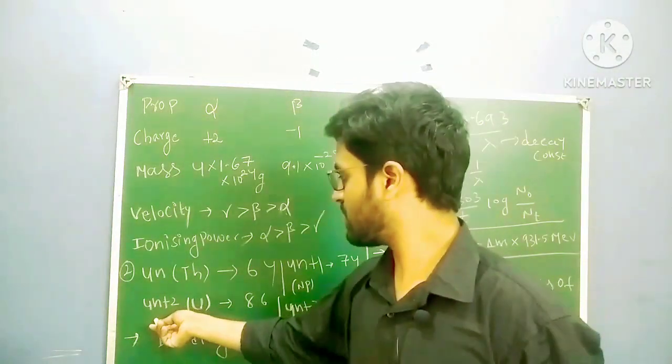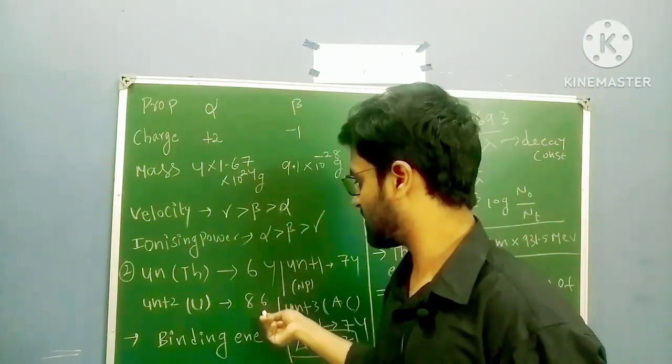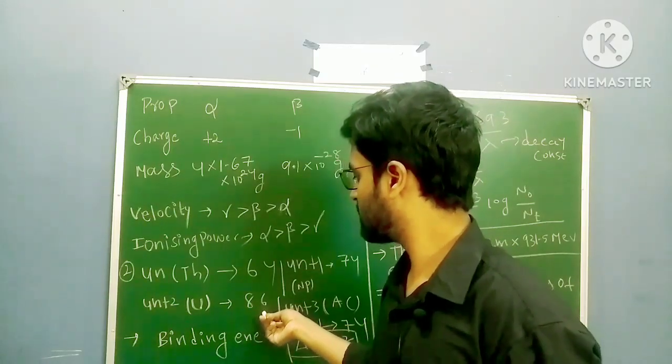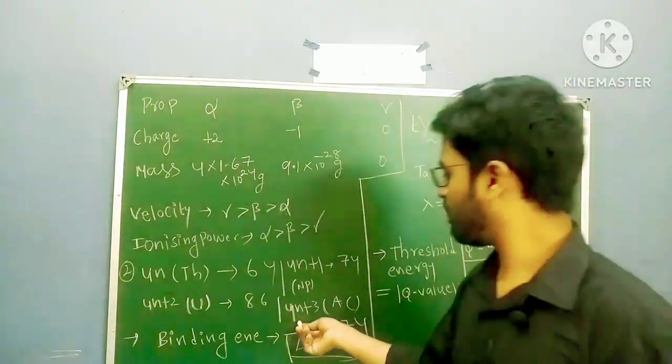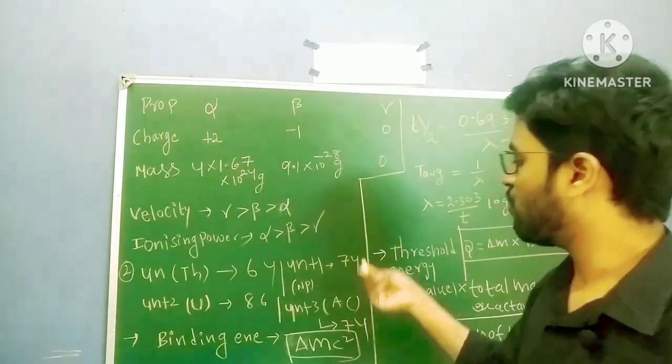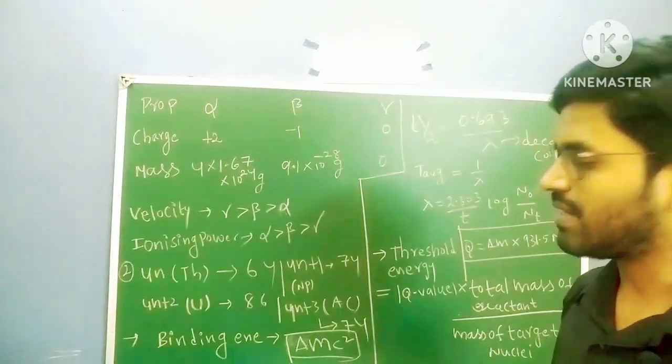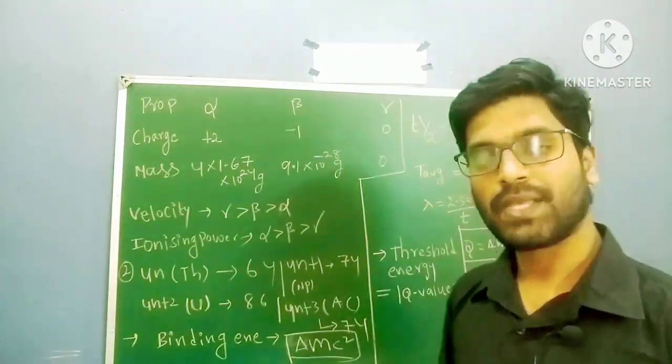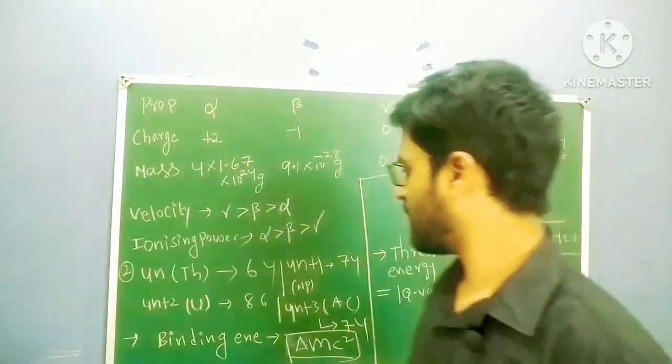Next one, 4n+2 series, that is the Uranium series, 86. 8 alpha particles will be released and 6 beta particles will be released. 4n+3 series, Actinium series, 7 alpha particles will be released and 4 beta particles will be released in the conversion of unstable nuclei to stable nuclei.